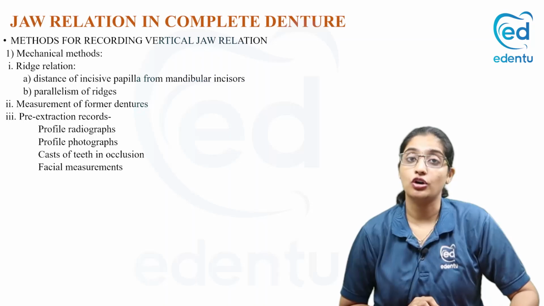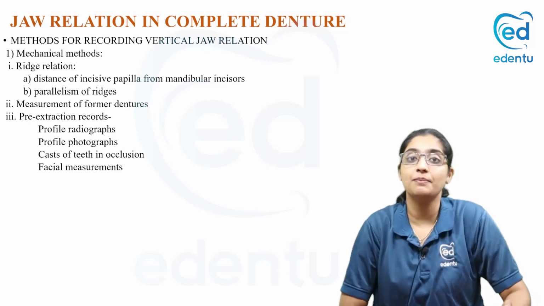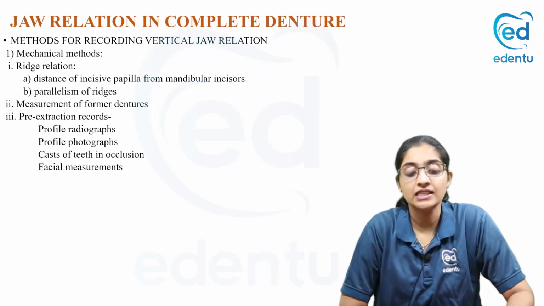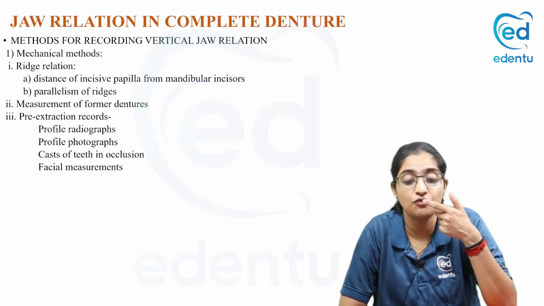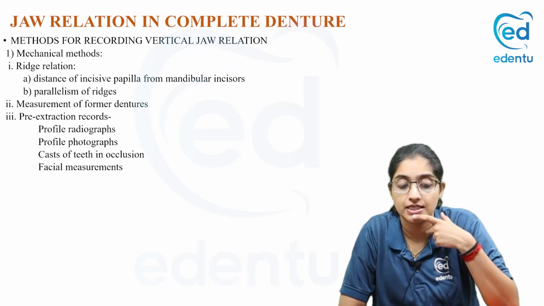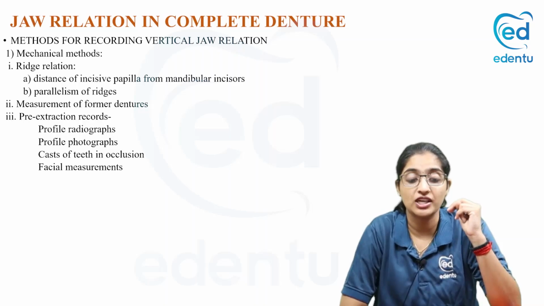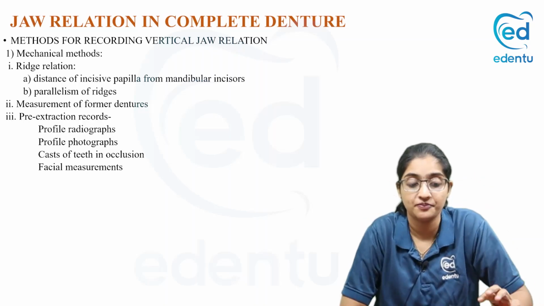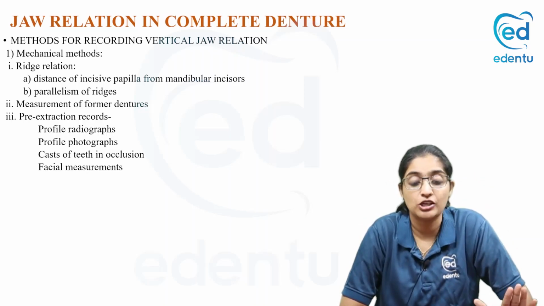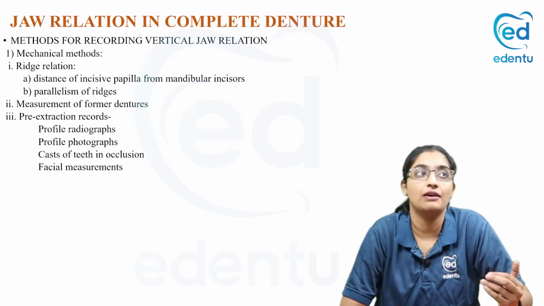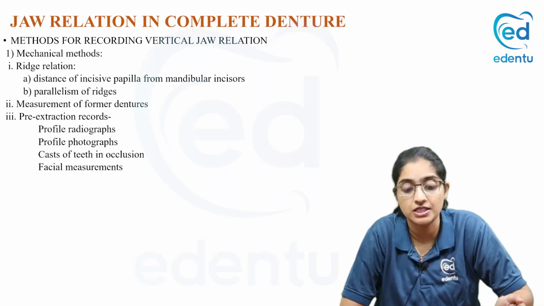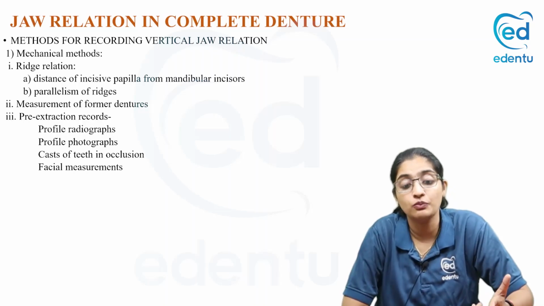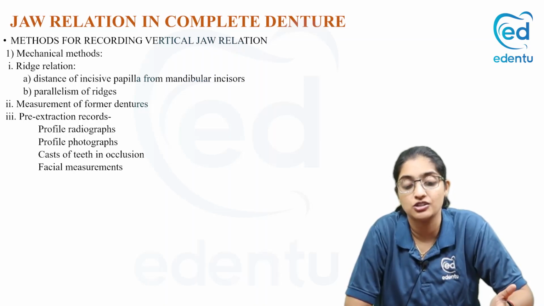Methods of recording vertical jaw relation are: first is the mechanical methods. In this, the ridge relationship is recorded, that is distance between the incisive papilla to the mandibular incisors. Second is by checking the parallelism of the ridges. Next method is measurement of the former dentures. If you have had an earlier denture and you want to do a new one, you can always take. But this can always show a lot of disadvantages for this method.